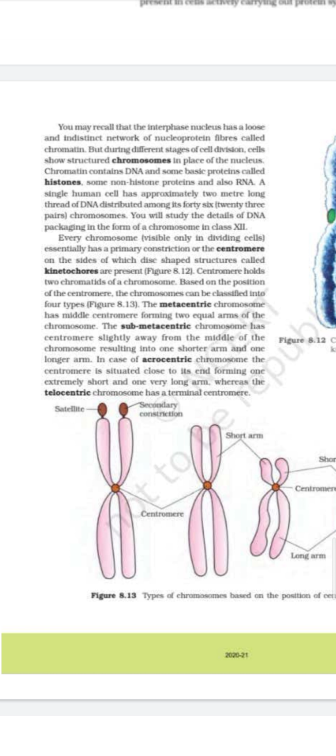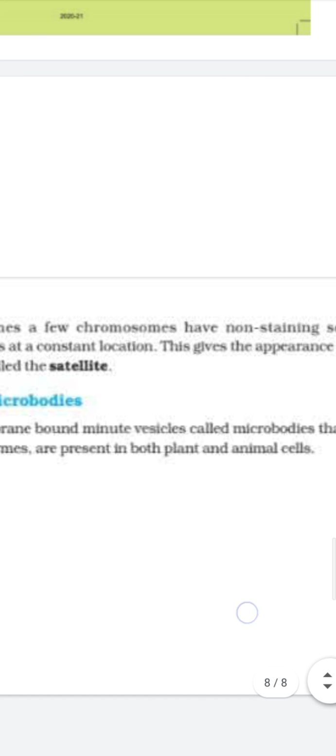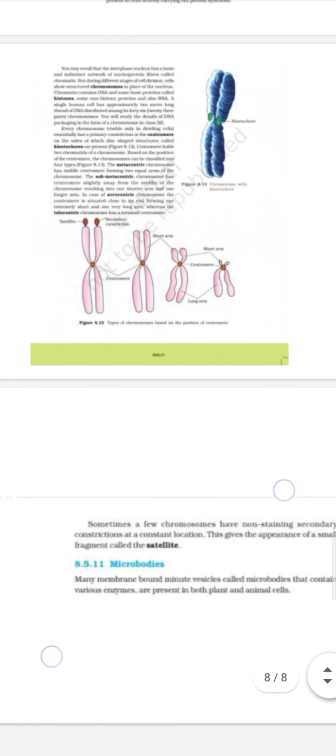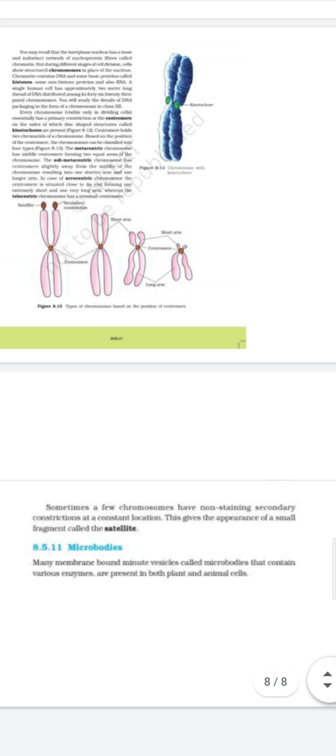You can hear the term centro. Centro means in the center. So it holds the two chromatids. Next, sometimes a few chromosomes have a non-staining secondary constriction at a constant location. This gives the appearance of a small fragment called the satellite. Now there are two terms, micro and macro. Micro means small units, macro means large units.